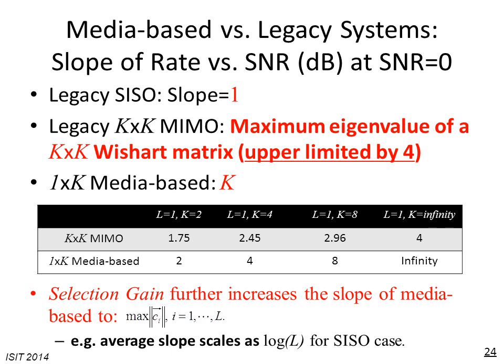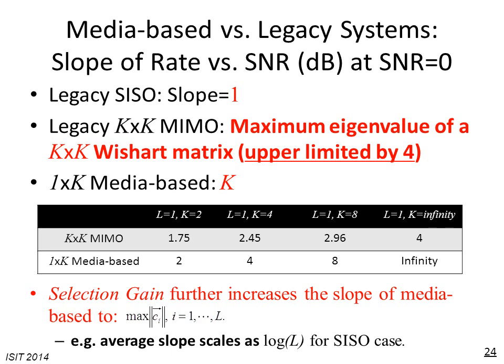And for a 1 by k media-based system, the average value starting from SNR of 0 is equal to k. The table here compares the actual realizations. For the k by k MIMO, we have 1.75, for example, for k equal to 2, and then 2.45, 2.96, and eventually converging to infinity. So in the lower row, we have the media-based, which starts with k and is equal to k all the way.